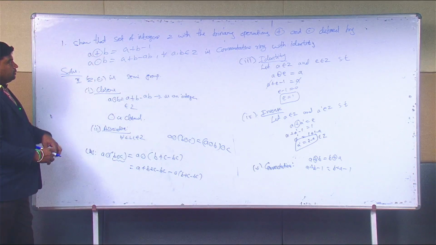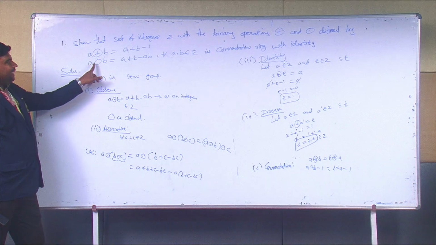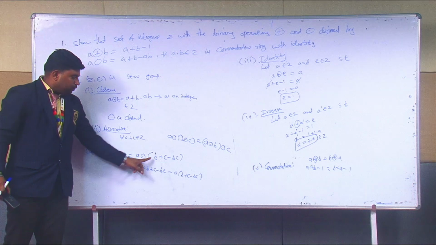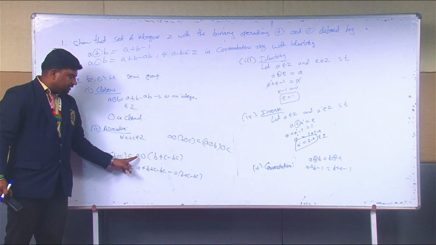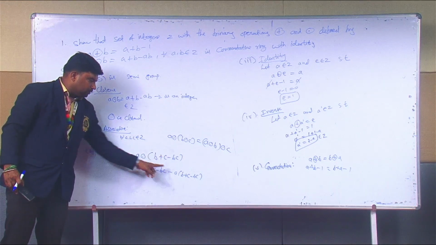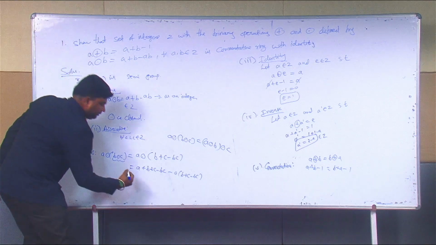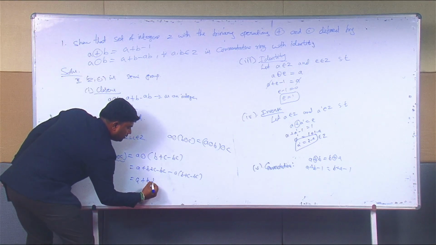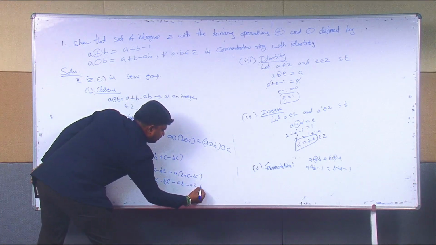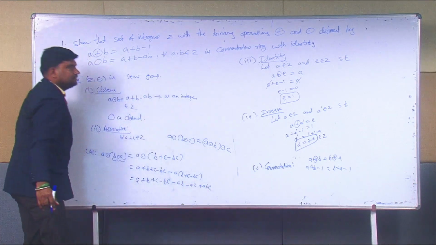So by the definition of multiplication modulo, A dot B equals A plus B minus AB. Here I want to apply this definition: A, B plus C minus BC, minus the product of these two terms, A into B plus C minus BC. So A plus B plus C minus BC minus AB minus AC plus ABC. This is the left side value.